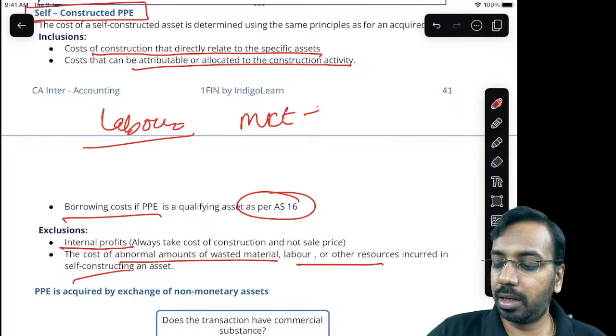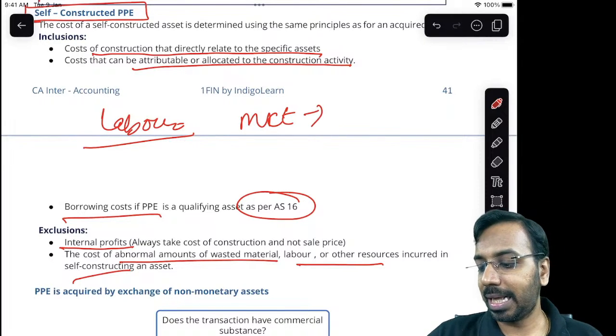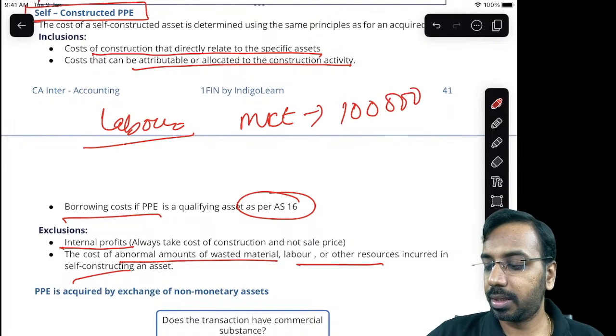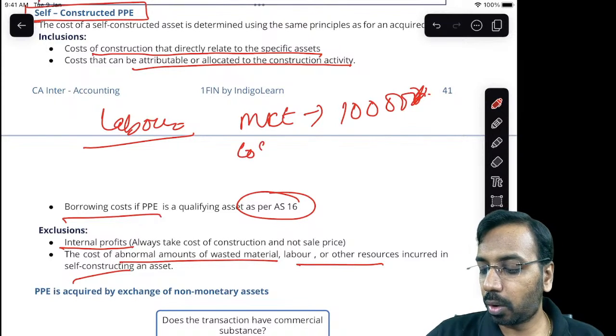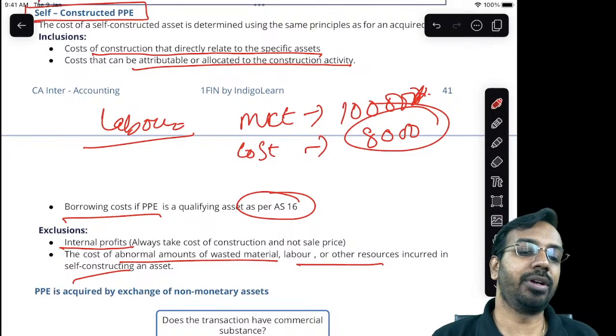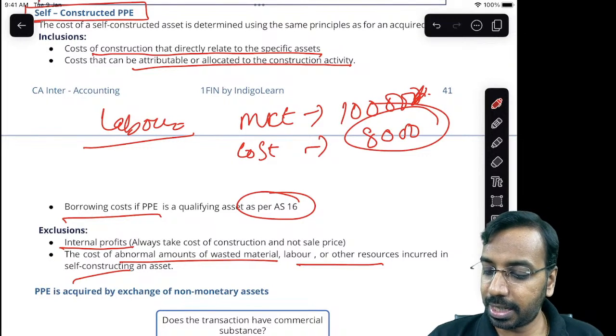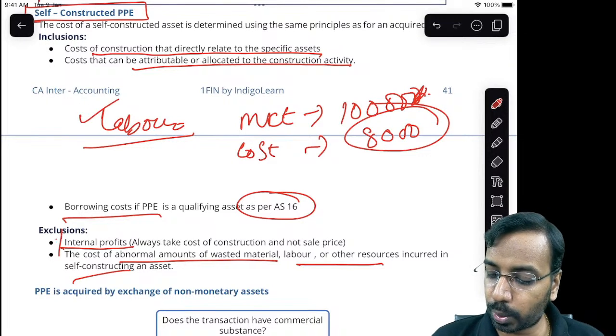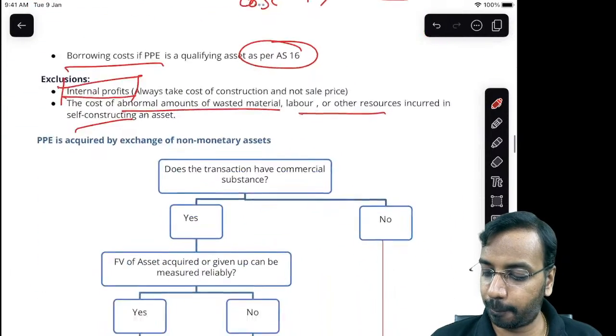Market, if I take the labor from the market to build my plant, I have to pay 10,000. My cost of the labor is only 8,000. So I will take 8,000, I will not take 10,000. So that is the thing you have to exclude. Internal profit should be excluded.